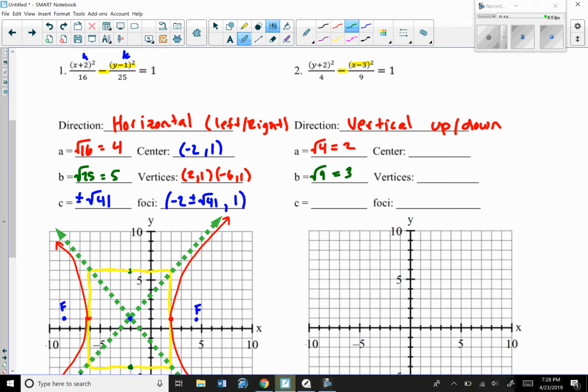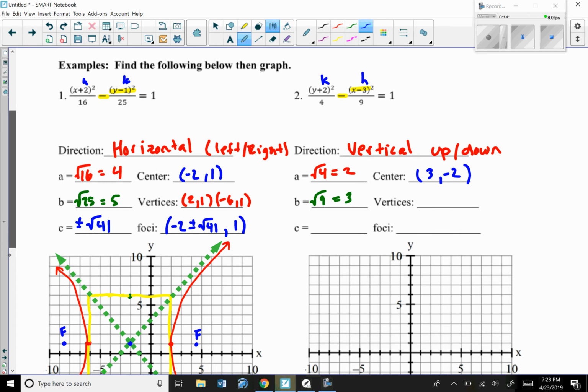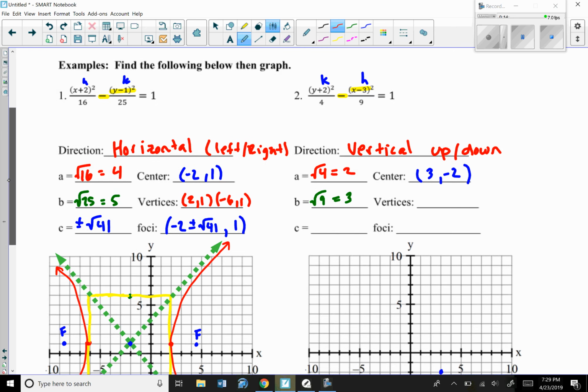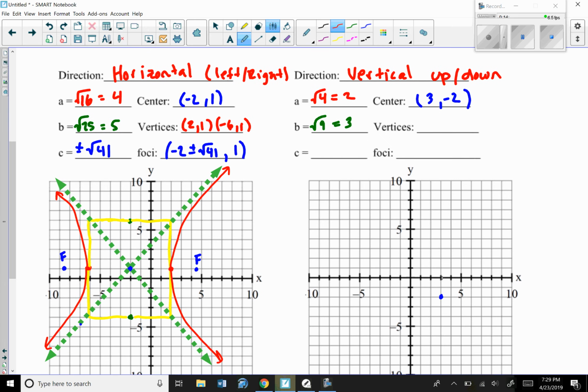The center, remember, is still always h with the x coordinate and k is always with the y. So now our center is going to be 3 comma -2. And we're going to go ahead and use that to help us plot. So over 1, 2, 3, down 2. And then I'm going to go the distance of a, which was underneath the y coordinate. So we're going to go up and down 2.